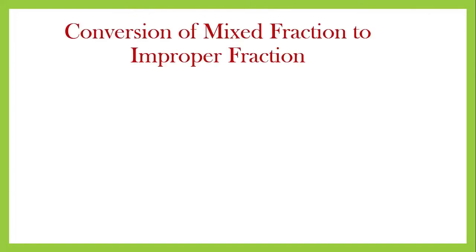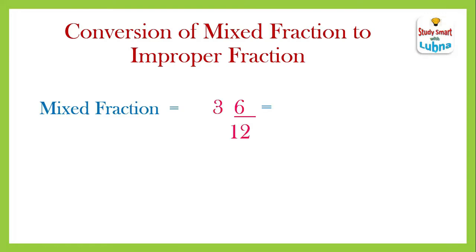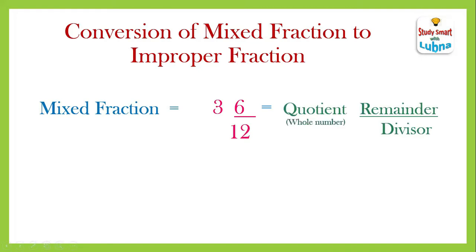Conversion of mixed fraction to improper fraction. A mixed fraction is given which is equal to 3 whole number 6 upon 12. Now, first of all, we will check how it is written here. Here 3 represents quotient or a whole number, 6 represents remainder and 12 represents divisor. So 3 here is the quotient or whole number, 6 is the remainder and 12 is the divisor.